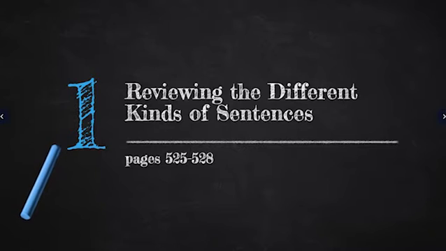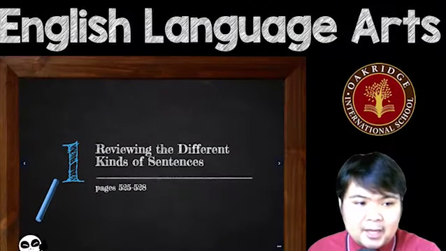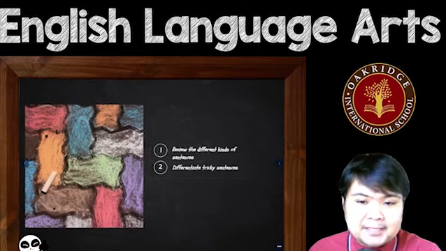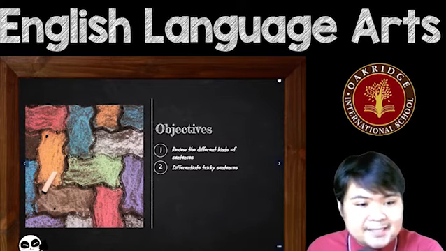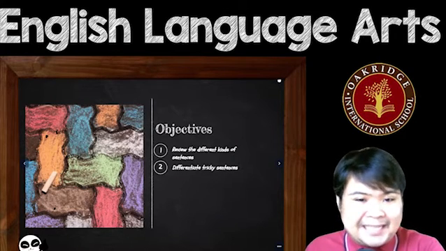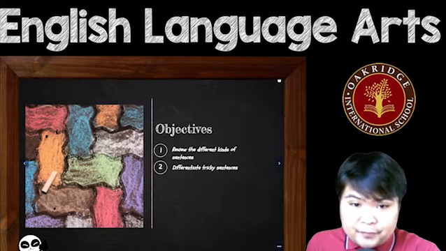Okay, now we move on to the first lesson, reviewing the different kinds of sentences. What would we be expecting for this lesson? We'll have two objectives. The first one is to review the different kinds of sentences, and then differentiate tricky sentences. Those are the objectives for this lesson.